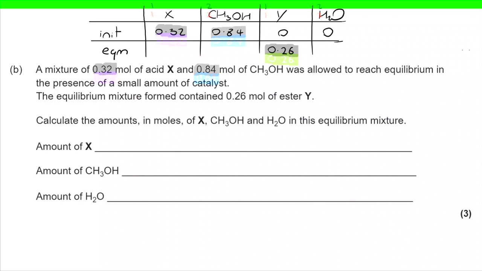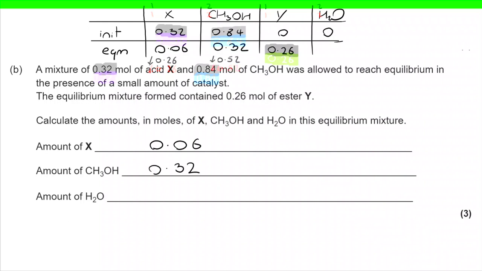I've also added in red the balancing of the equation. So 1 mole of X reacts with 2 moles of methanol to make 1 mole of Y and 2 moles of H2O. And from there, I can use this data to piece together the missing data. So, for example, if 1 mole of X makes 1 mole of Y, 0.26 moles of X will make 0.26 moles of Y. So my X goes down by 0.26, giving me an equilibrium moles of 0.06.